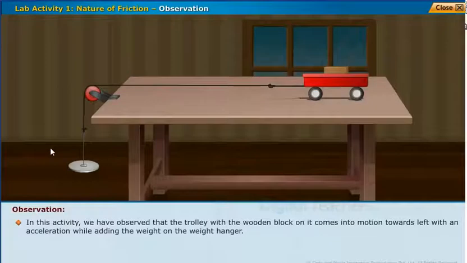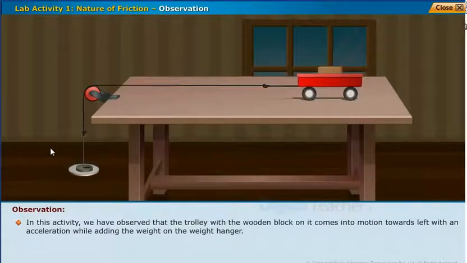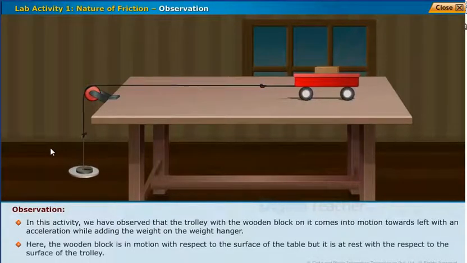In this activity, we have observed that the trolley with the wooden block on it comes into motion towards left with an acceleration while adding the weight on the weight hanger. Here, the wooden block is in motion with respect to the surface of the table, but it is at rest with respect to the surface of the trolley.